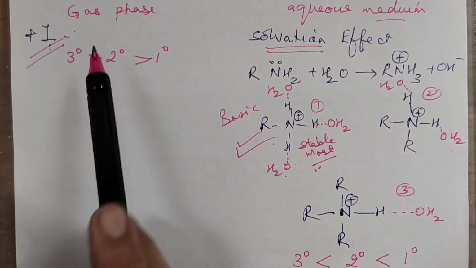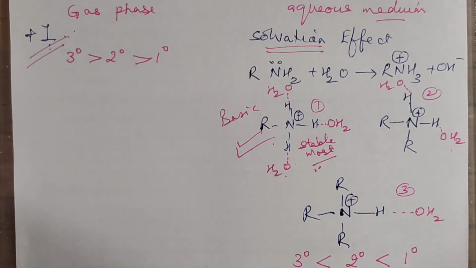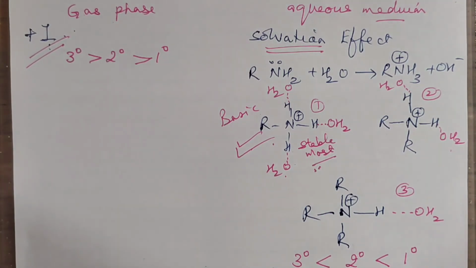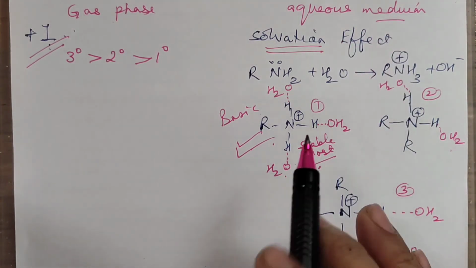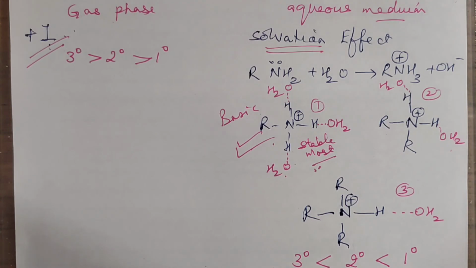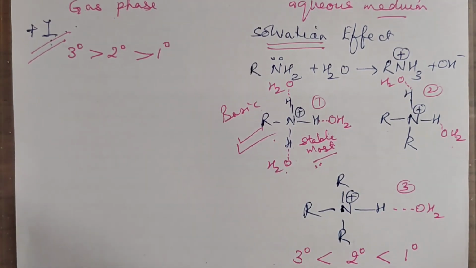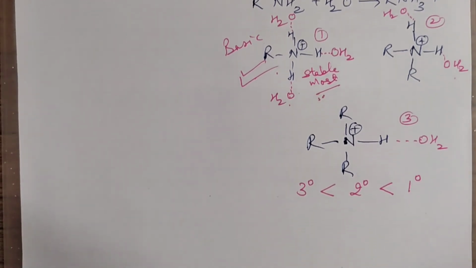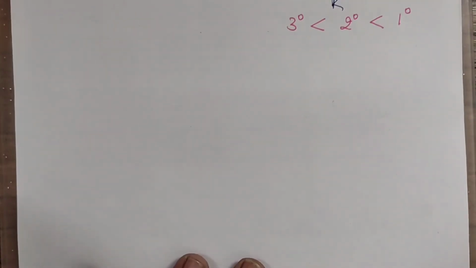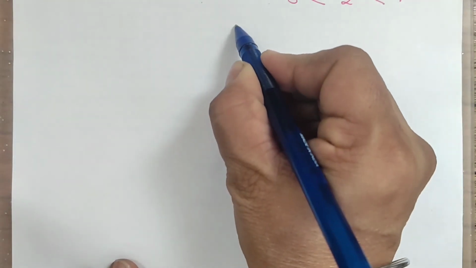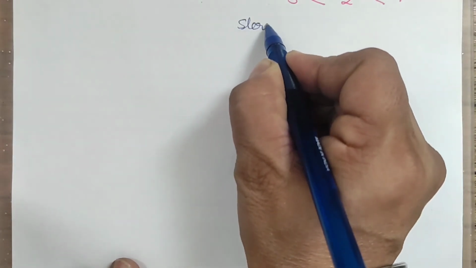So in the gas phase, if you are asked to arrange any of the amines in the increasing order of the basic nature, you will say 3 degree is most basic, then 2 degree, and then 1 degree is the least. But in case they are asking in the aqueous medium, there will be 3 different effects. One is inductive, that is always there. Second is solvation. And the third one also I will be talking about, that I am writing down here. The third effect that is applicable is hindrance, the steric hindrance.